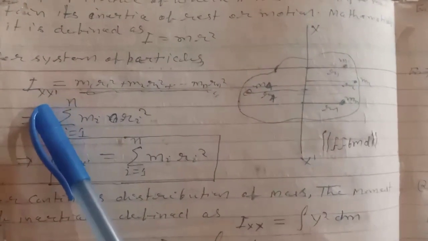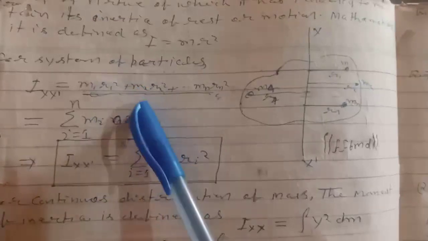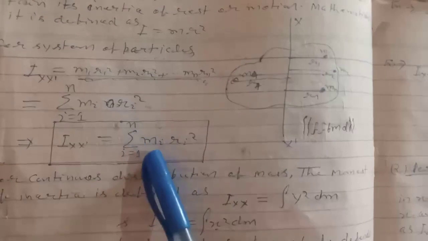Mathematically it is defined as I = mr^2. For a system of particles, I about axis xx' equals m1r1^2 + m2r2^2 + ... + mnrn^2, or I = sigma from i = 1 to n of mi ri^2, where i represents the ith particle. This is the moment of inertia about this axis, Ixx'.